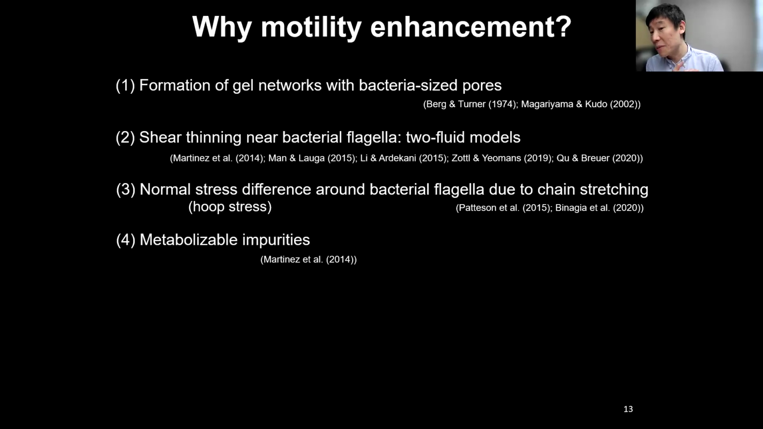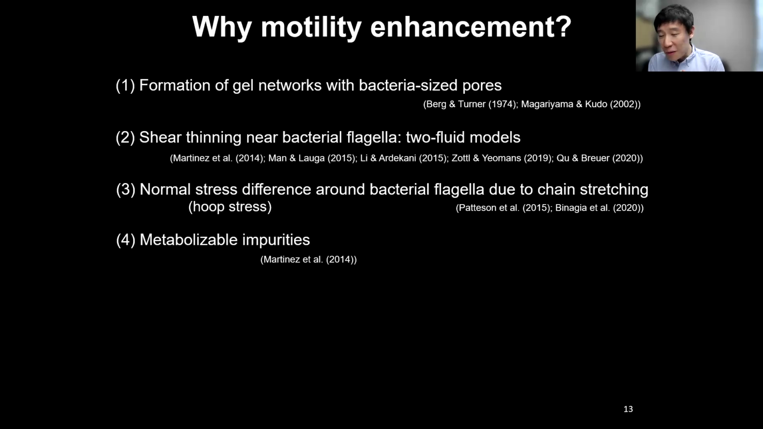They found the speed enhancement goes down a lot. And they argue that the reason why bacteria swim faster in this paper is because the bacteria eat small molecular weight contamination in the system, and they get more energy, so they swim faster. So it's not a physical explanation, but more of a biological one. So these are the four major theories in the field that try to explain what happens.